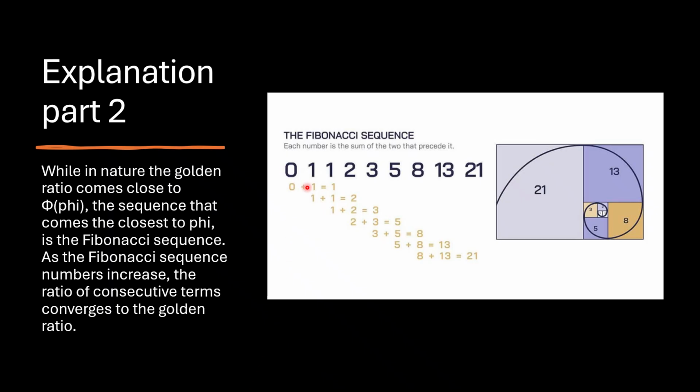0 plus 1 equals 1. And we add that to the number that precedes it: 1 plus 1 equals 2. 2 plus 1 equals 3. 3 plus 2 equals 5. 5 plus 3 equals 8, and so on. This sequence allows us to get a closer understanding of the golden ratio.